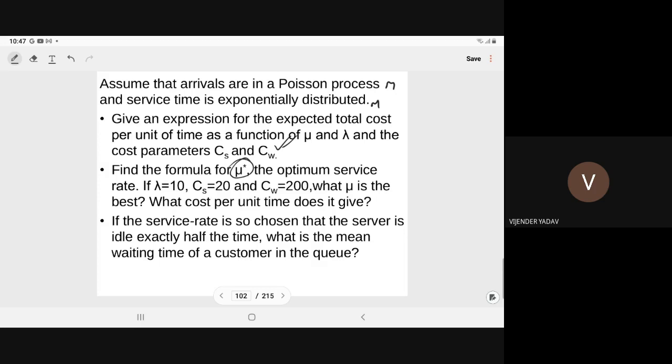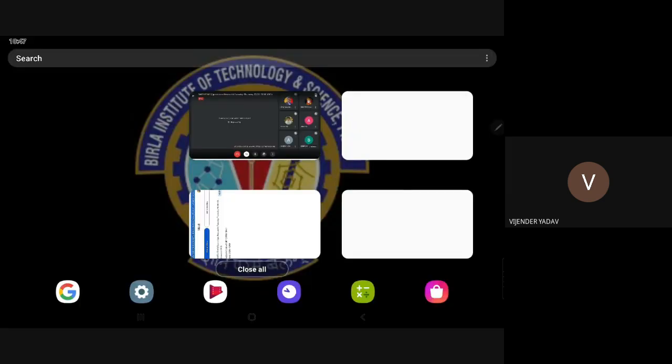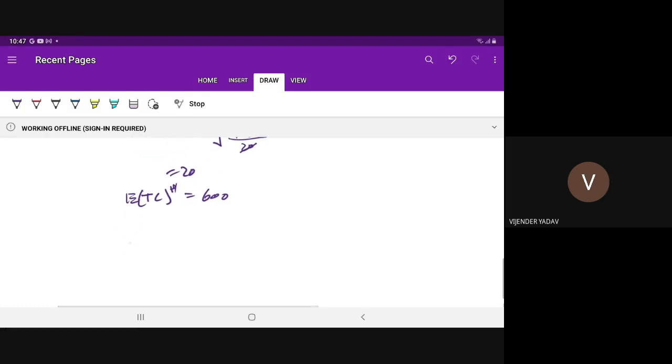Then after, if the service rate is so chosen that the service is idle exactly half of the time, what is the mean waiting time of the customer in the queue? Mean waiting time of the customer in the queue, that is the WQ. It is given that the server is idle, that is the P naught. So P naught is given to you as a half.